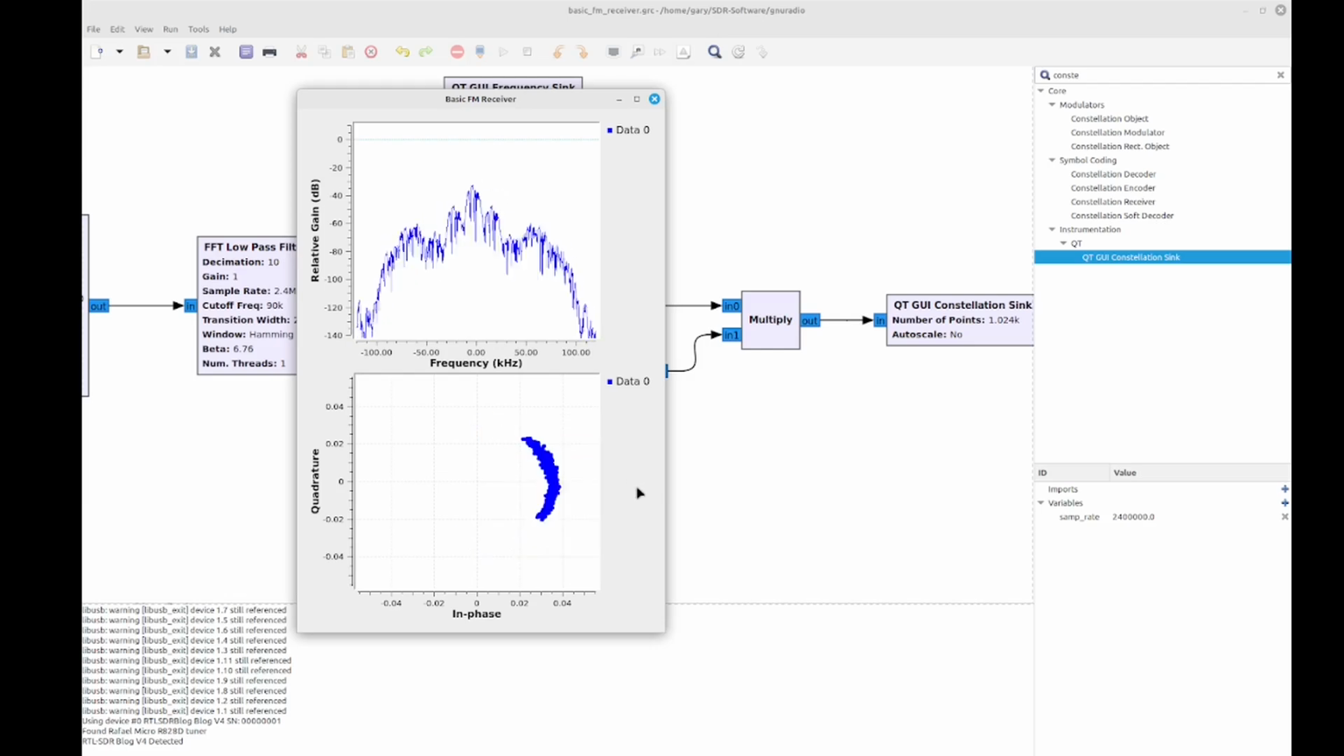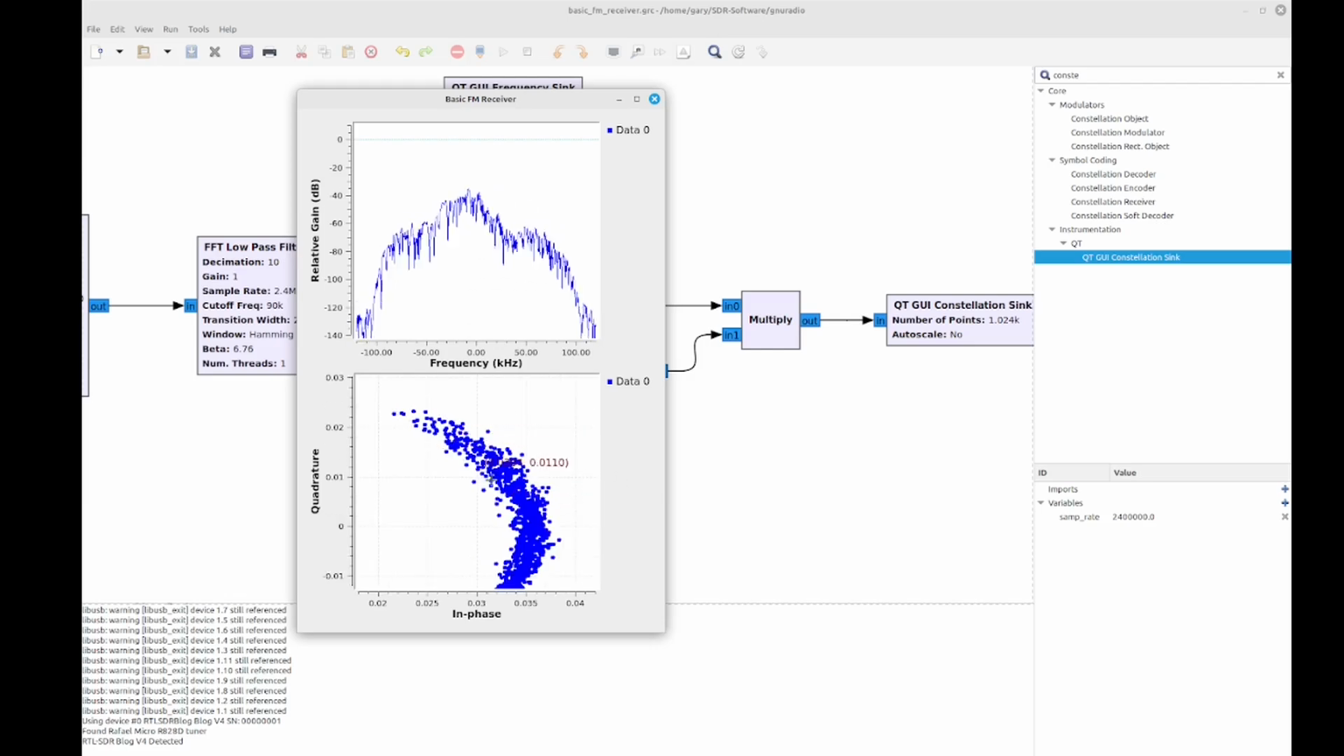If I pause this and zoom in, each one of these points is an angle from the positive x-axis, from the center of the graph on the positive x-axis to this point. That is what I am looking for. That is the phase difference between consecutive samples. That is my demodulation process.